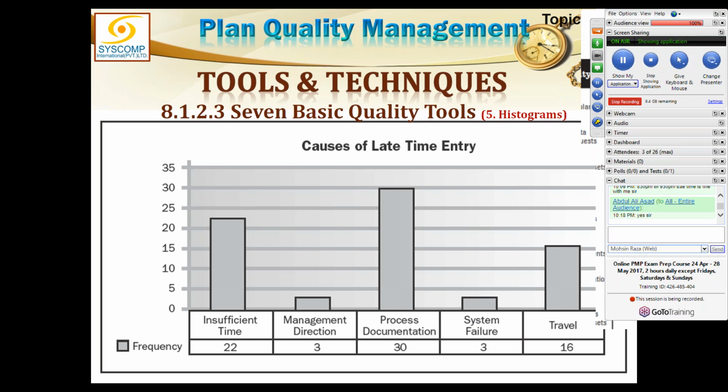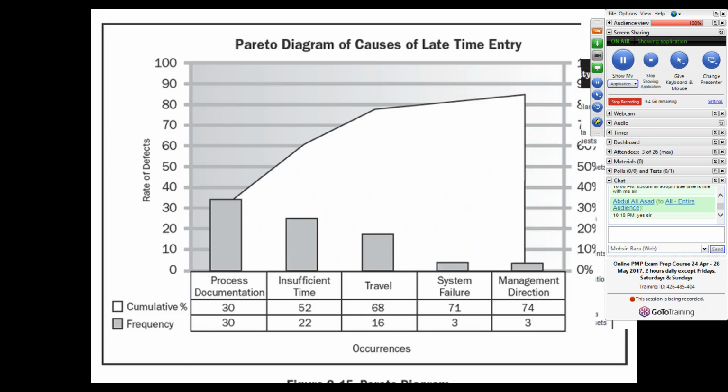So this is the histogram, and we can decide based on this what we should do and how we should go about it. At least it visually depicts everything. But the Pareto diagram is a relative of the histogram. It is created in such a way that the histogram is reordered so that the highest number of problems comes first, then the next highest, and so on. There were 74 problems in total, so all 74 problems are covered here. 30 problems of process documentation, 22 of insufficient time, and you can see there is a cumulative total running on top. This cumulative shows that there are 74 problems, and this is the distribution. You can see the highest problem is 30, then 22, 16, 3 and 3.